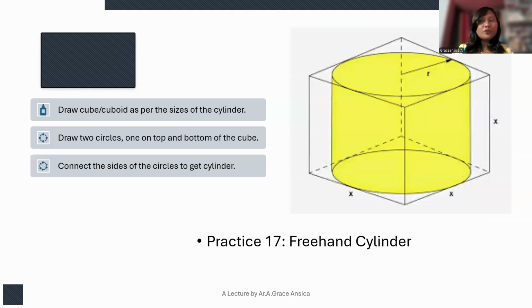Now for the cylinder, sorry, freehand cylinder. Draw the cube or cuboid. Okay, because the cylinder's height varies, so you have to draw a cuboid if it has to be taller than the base or something like that. So what you're going to do, draw the cuboid and then draw a circle on the bottom as well as on the top square and then connect them with the vertical line. Your cylinder will be ready.